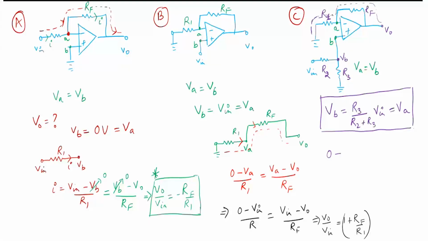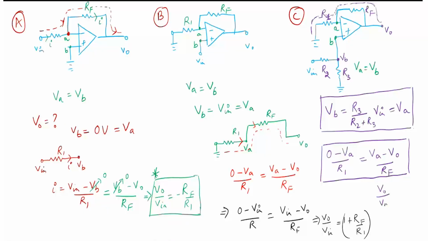This part. 0 minus VA by R1 is equal to VA minus V0 by RF. So using these two equations, can you find out the gain of the amplifier? Yes or no? Yes, sir.